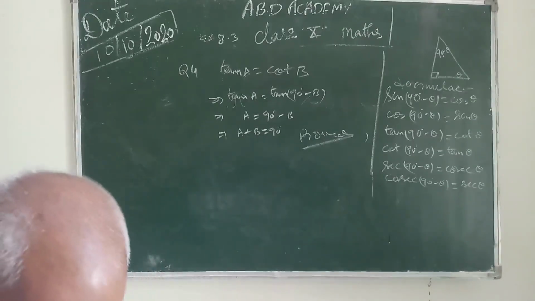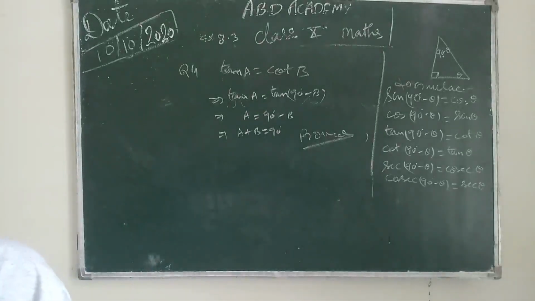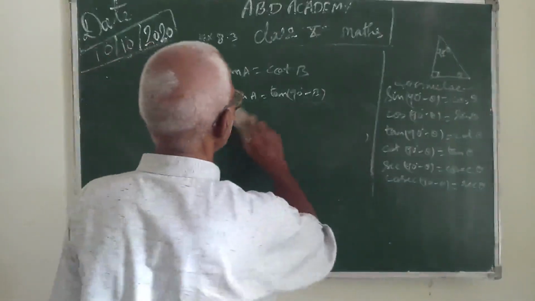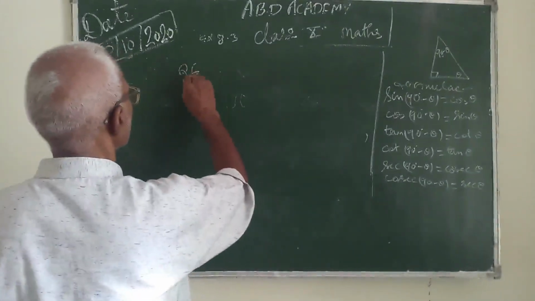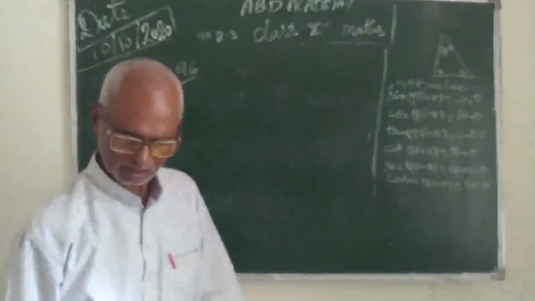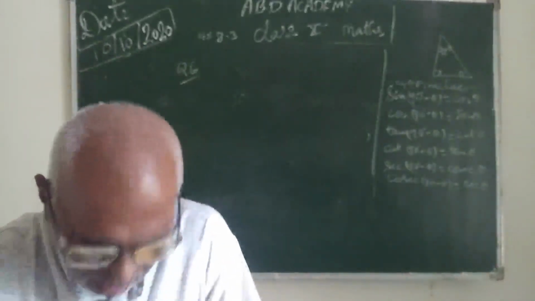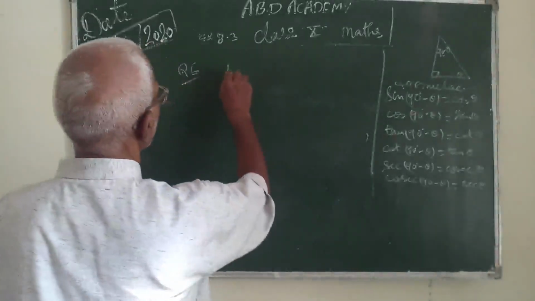Number 6 is: if A, B, C are interior angles of a triangle, then show that sin of (B plus C) by 2 is equal to cos A by 2. A good question, question number 6. It says if A, B, C are interior angles of a triangle, capital A, B and C.